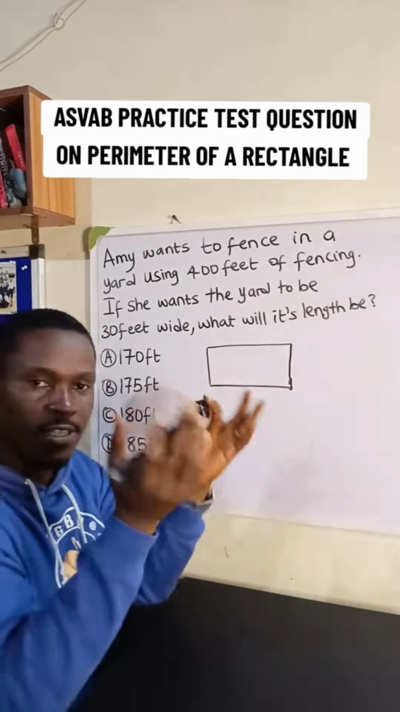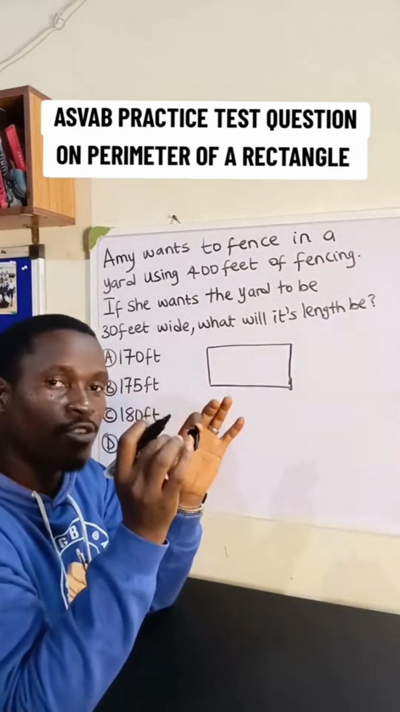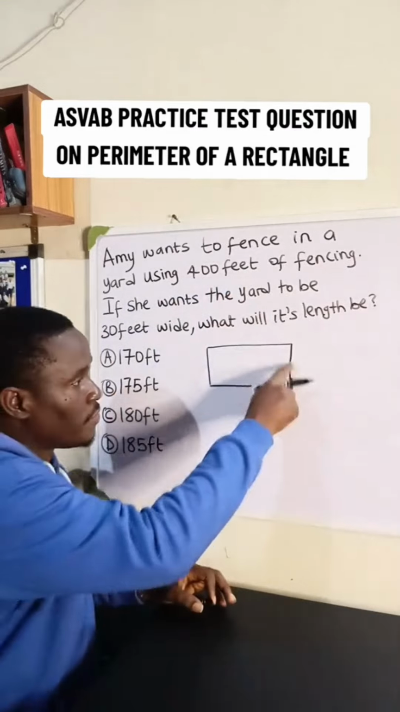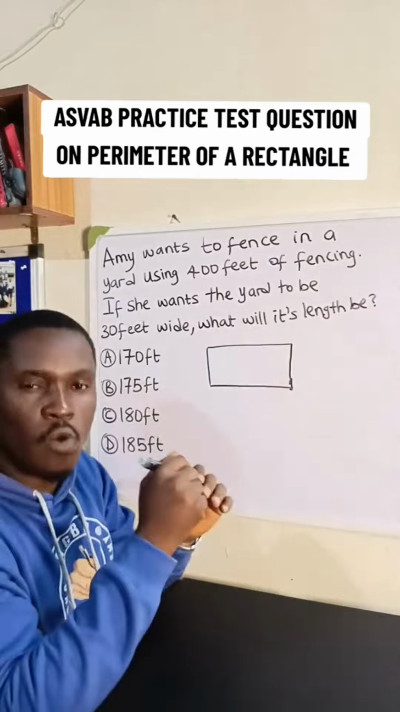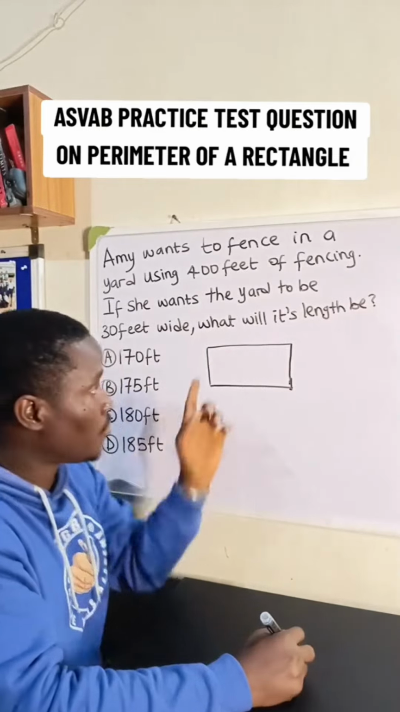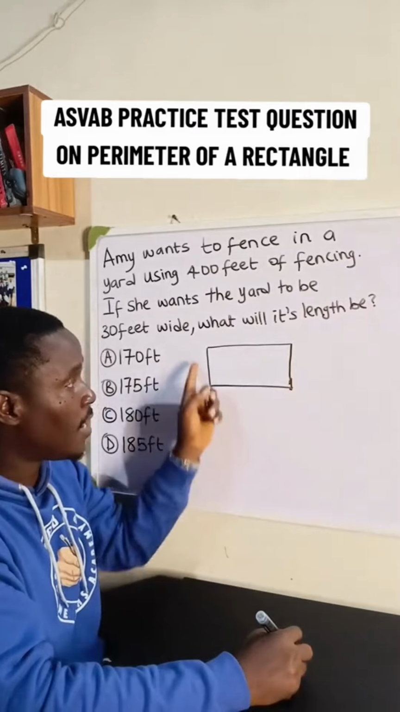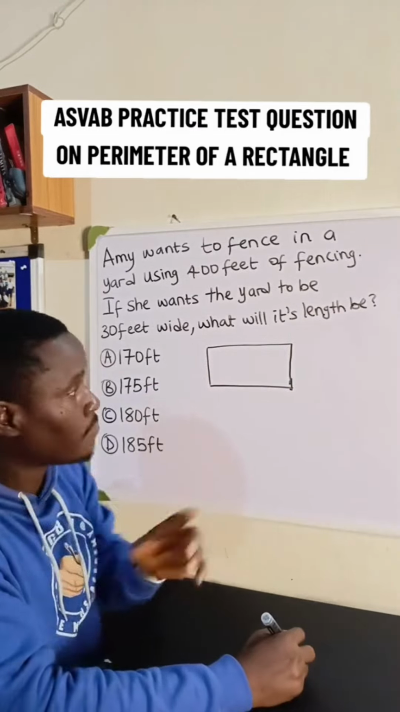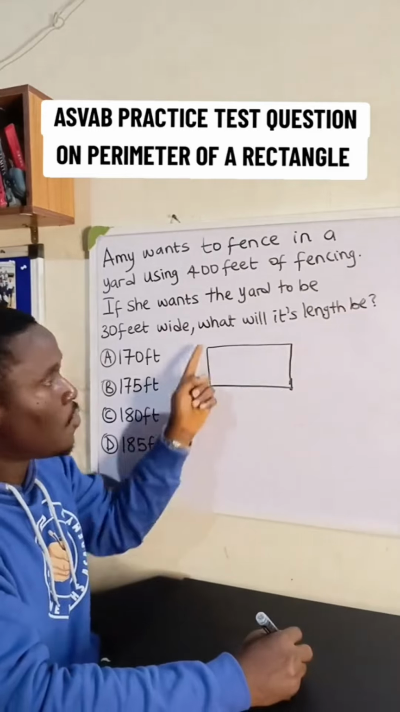Okay, so you fence this yard and the entire stretch of the fence is 400 feet. What is that called in mathematics? It is called perimeter. So the fencing of a yard can also be called the perimeter. That's why some people call it the perimeter fencing, right? So the entire stretch is 400 feet.